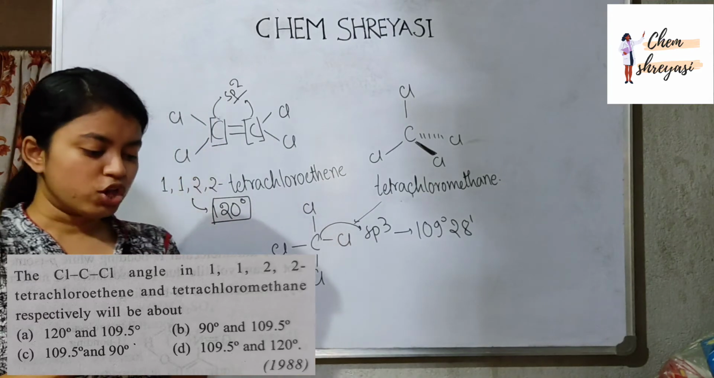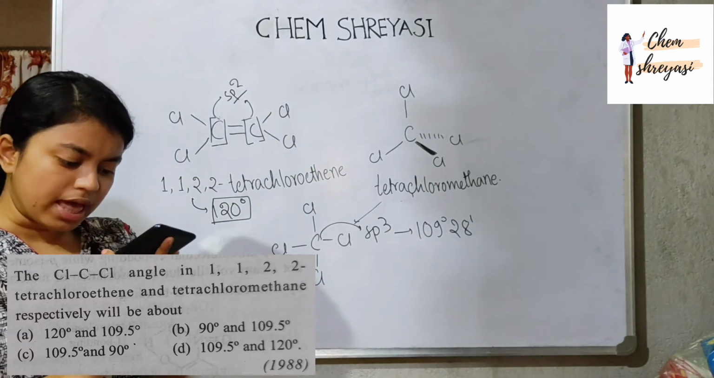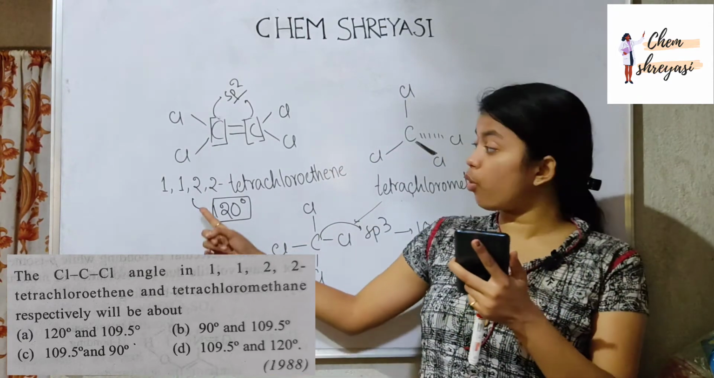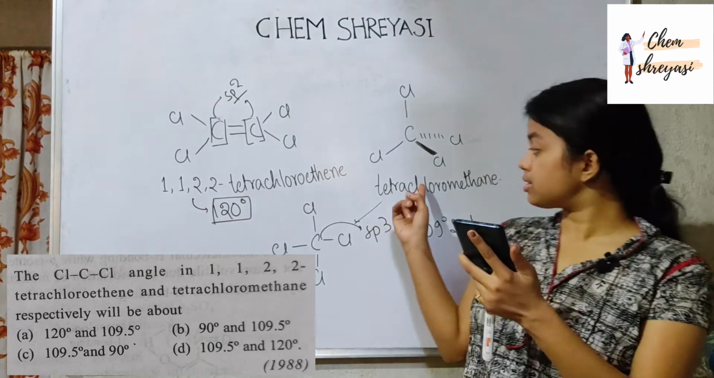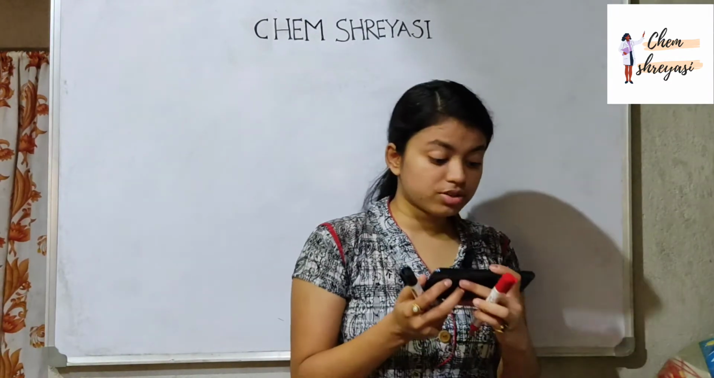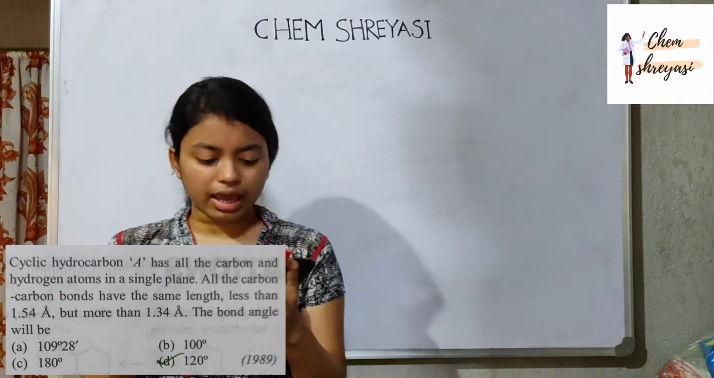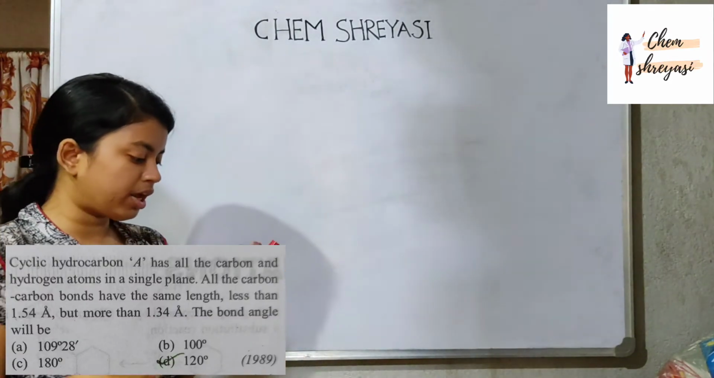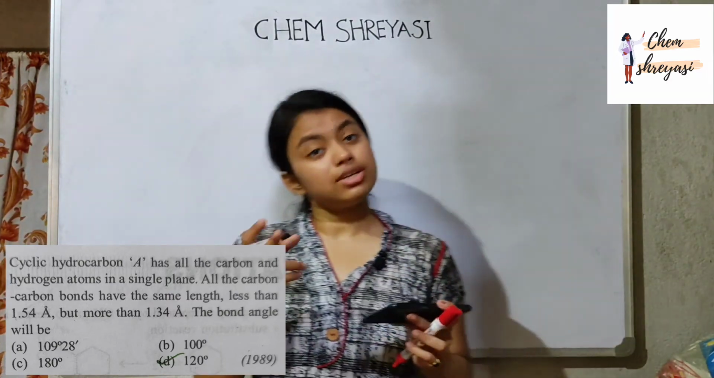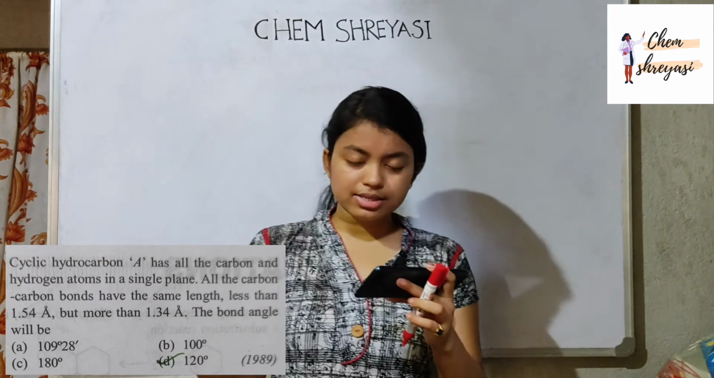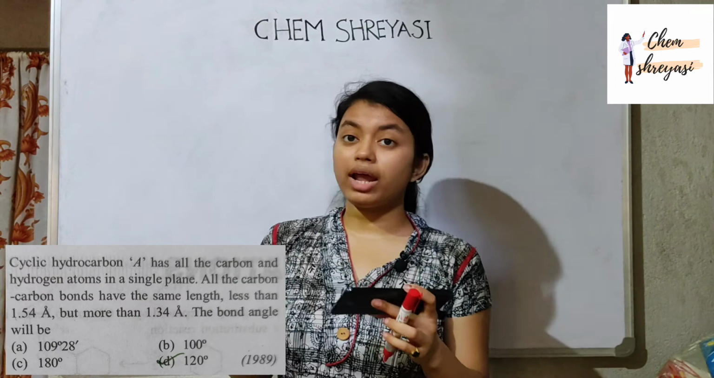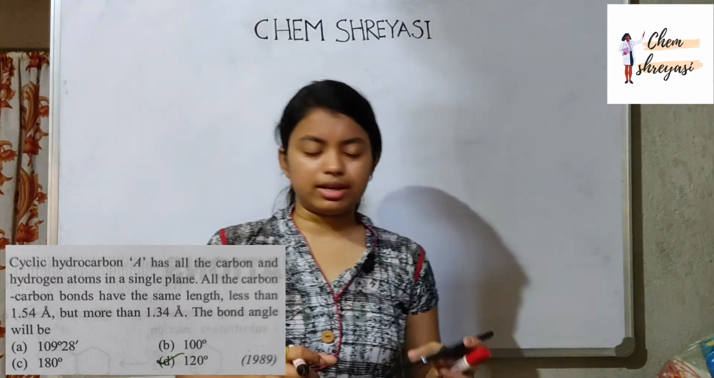And from the previous question again, sp3 hybridized carbon has a 109 degree 28 minute bond angle. So among the options, option A is the right answer, in which the first one has the bond angle of 120 and the second one has the bond angle of 109 degree 28 minute. Our next question says that the cyclic hydrocarbon A has all the carbon and hydrogen atoms in a single plane, and all the carbon-carbon bonds have the same length, which is less than 1.54 angstrom but more than 1.34 angstrom, and they have asked the bond angle in this case.